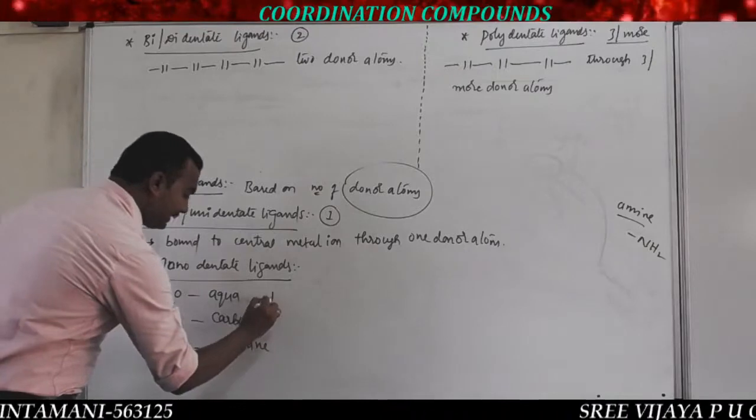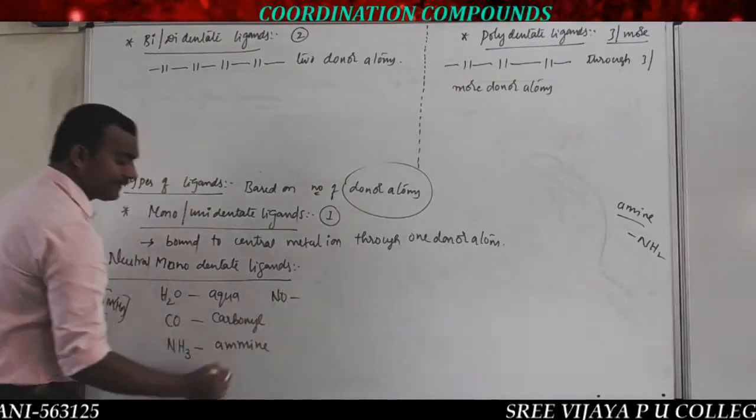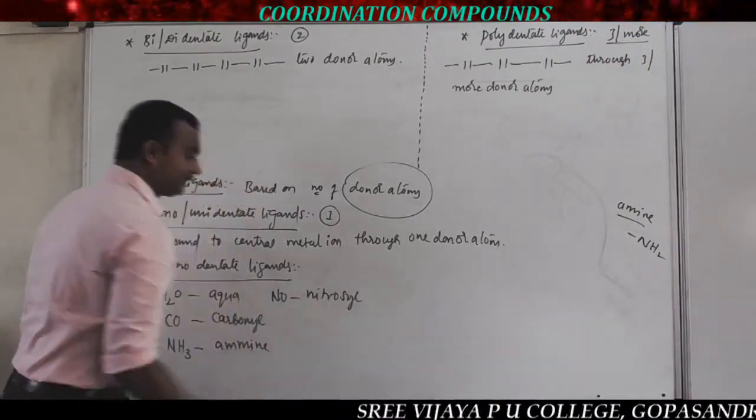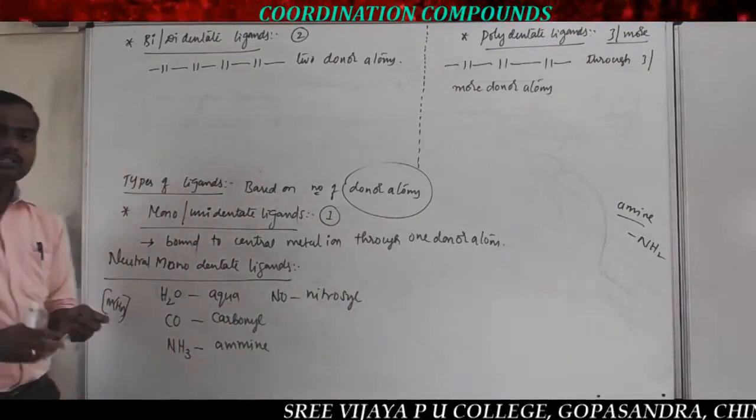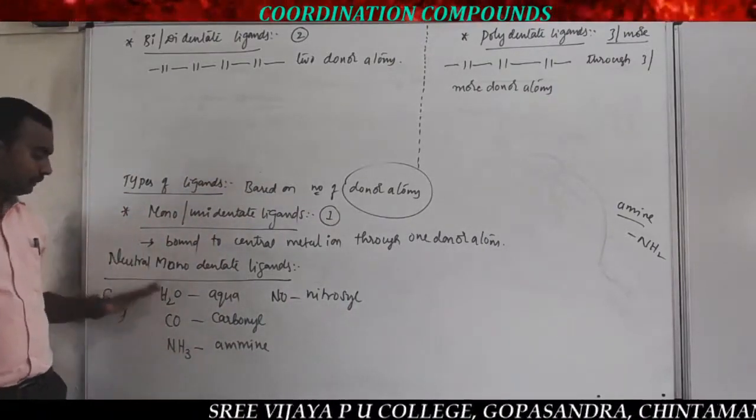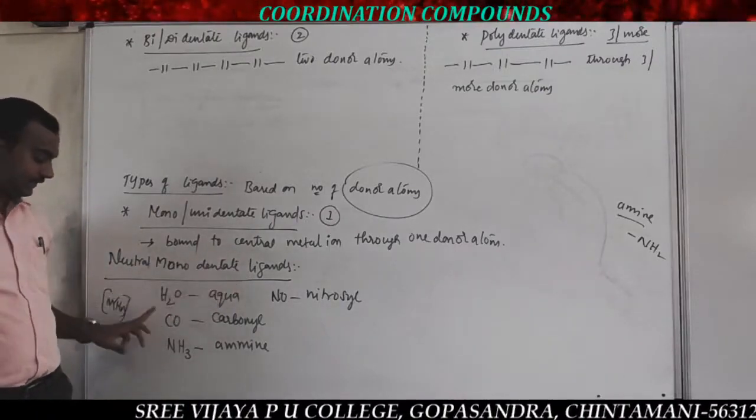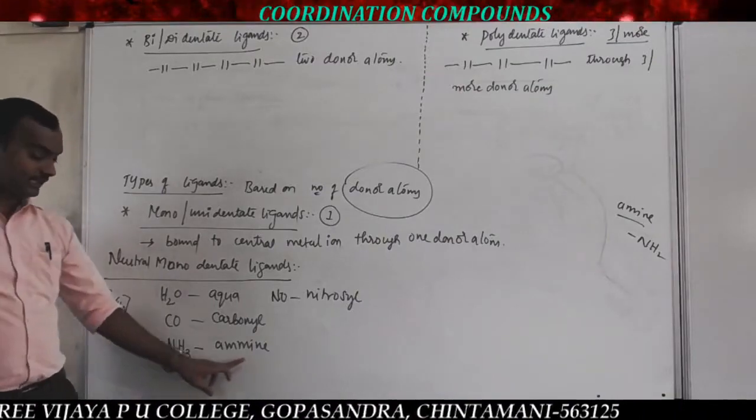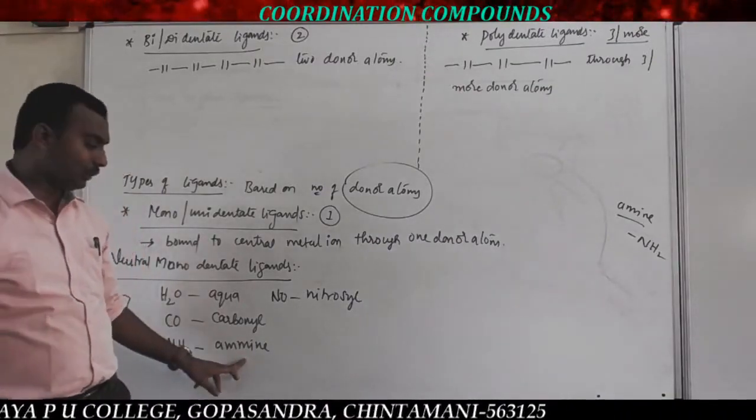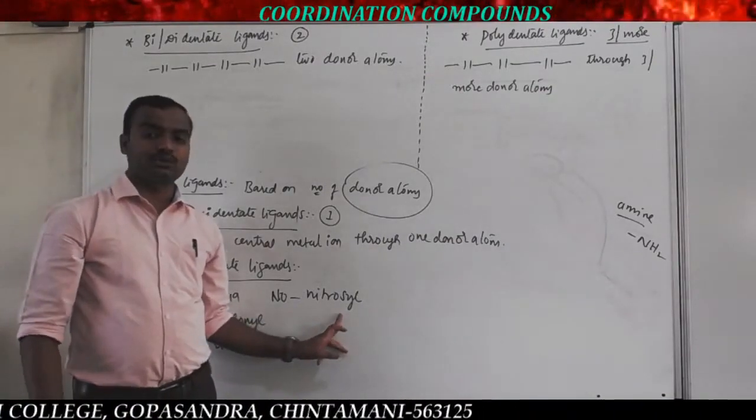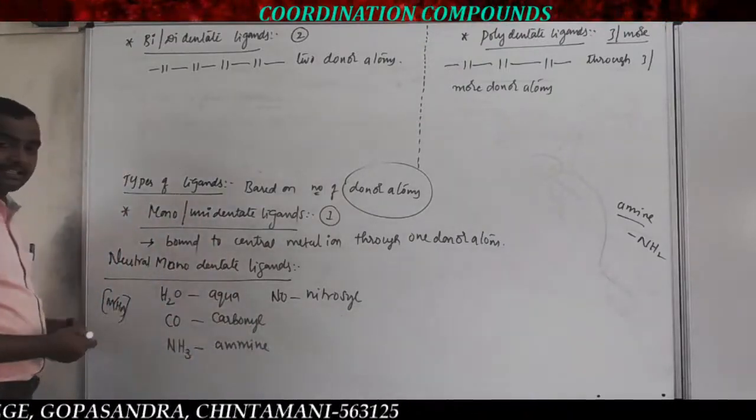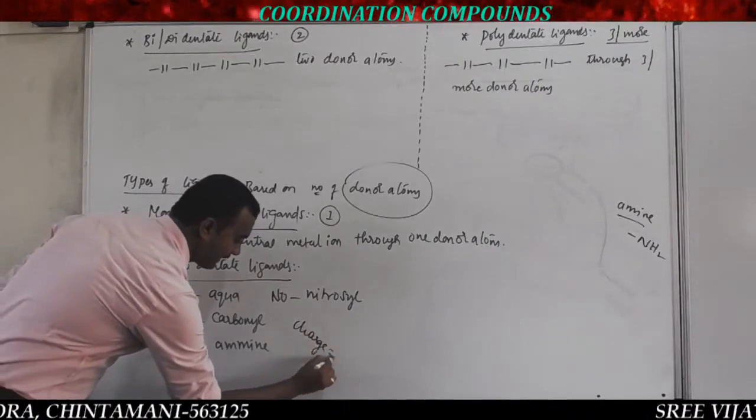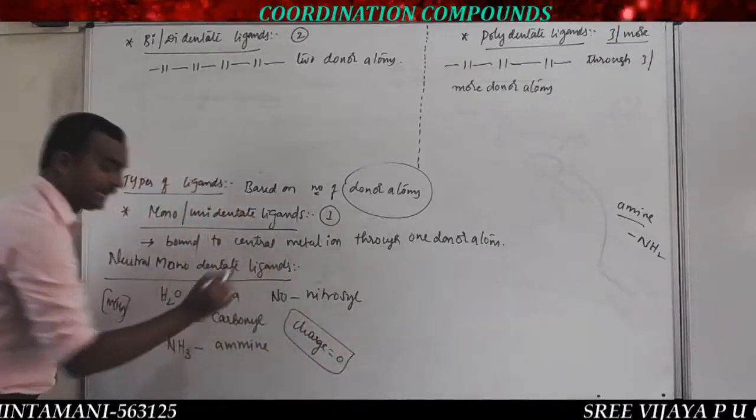Another one is NO. NO is called nitrosyl. These are the most repeated ligands in your chapter, the neutral monodentate ligands. Aqua for H2O, CO is called carbonyl, NH3 is called ammine when it acts as a ligand, and NO is called nitrosyl. What is the charge of these ligands? The charge of these ligands is zero. They are the neutral ligands.